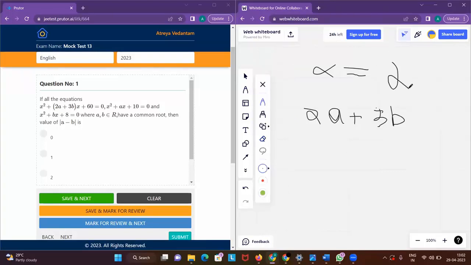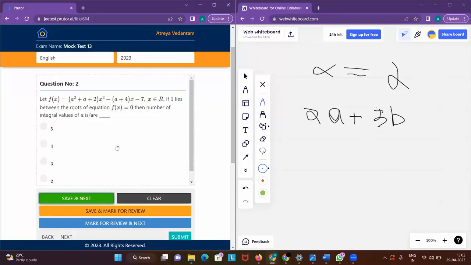Okay, so we substitute 2. We get 4 plus 2a plus 10 is 0, which means a is equal to minus 7. Then if we substitute 2 into the third equation, we get 4 plus 2b plus 8 is 0, which means b is equal to minus 6, which means a and b differ by 1. So therefore the answer is 1.